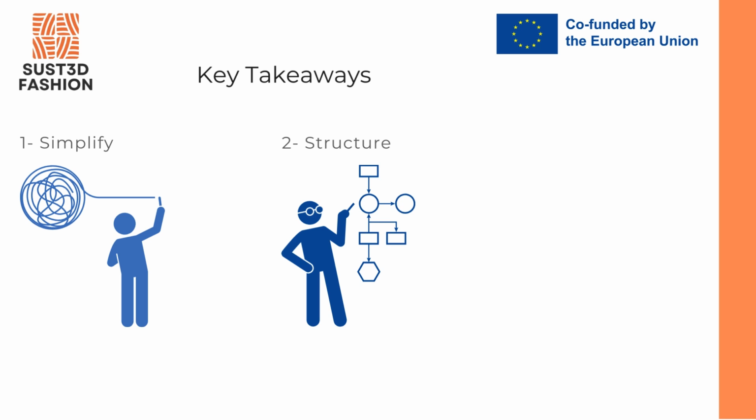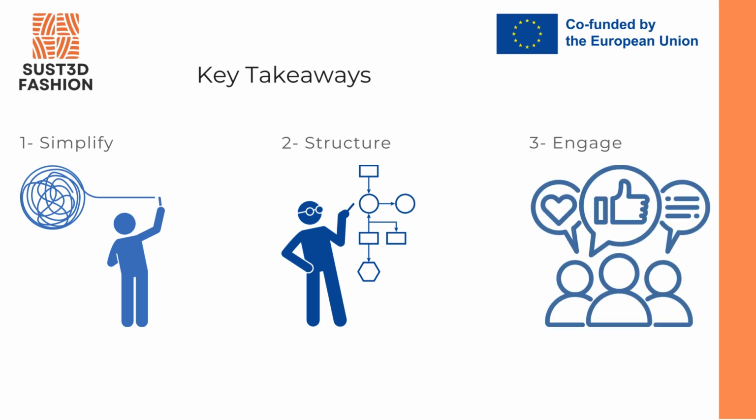Next, structure. Good learning doesn't happen by accident. Break things down, add clear steps, use consistent layouts. Think of it like building a path. If it's well structured, learners always know where they are and where they're going. And finally, engage. This doesn't mean flashy animations or loud music. It means making your content feel relevant, active, and interactive. Let learners explore, make decisions, or connect what they're learning to real life. That's what keeps their attention and makes the experience stick.